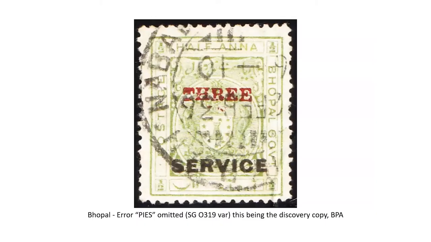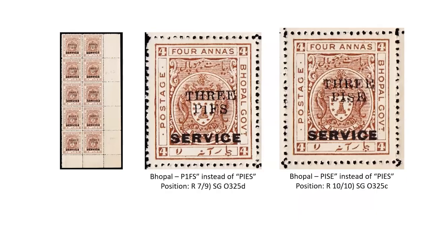Next, we have one where the word pies, the denomination, is omitted. Not yet listed in the catalog. Now on the left side, we have P1FS instead of P-I-E-S. So there's a one instead of an I and an F instead of an E in pies, and P-I-S-E instead of P-I-E-S, so transposed S and E. Both happened to be in the same block.